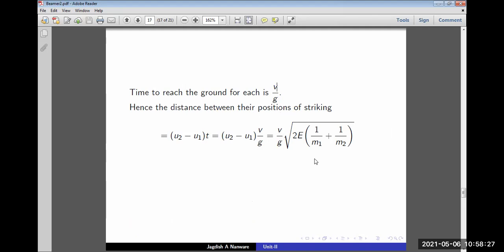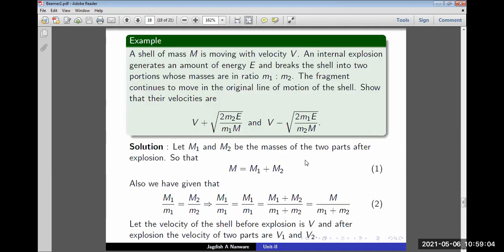Again, you can assign some values to the masses m1, m2, take some additional kinetic energy, you know the velocity of the gun, and g is the acceleration due to gravity. So you will be able to see what is the distance between those two parts of the shell after the firing process, right? Next example. Next and last example of this unit.